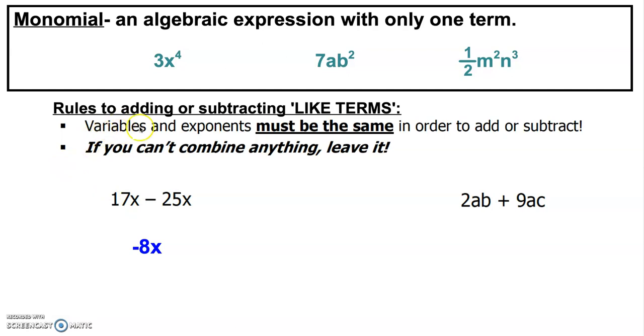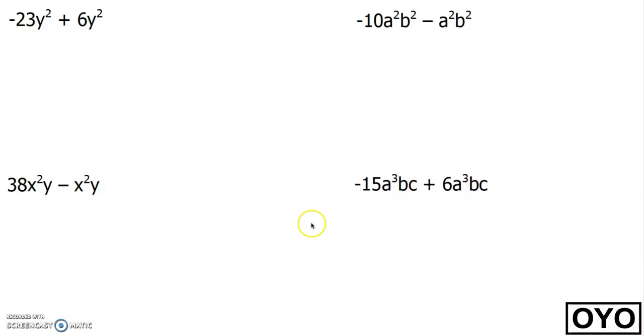But if it doesn't follow this first rule, if we can't combine anything, we leave it alone. For example, in 2ab plus 9ac, they both have an a, but one has a b and one has a c, so they don't have the same variables. So we can't combine these terms, and so we leave it alone. These next 4 problems are on your own. Make sure and have them copied down in your notes.